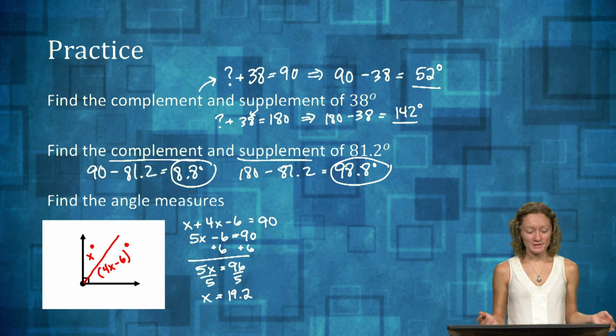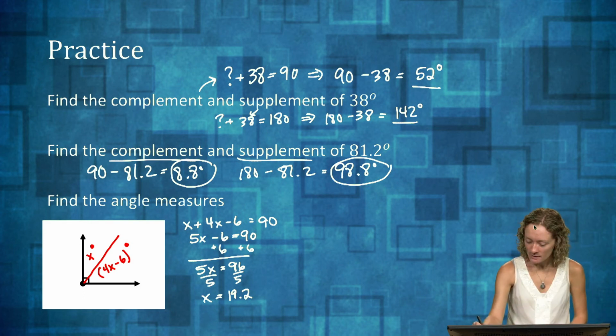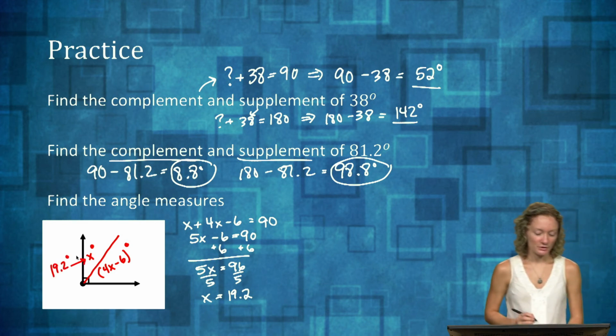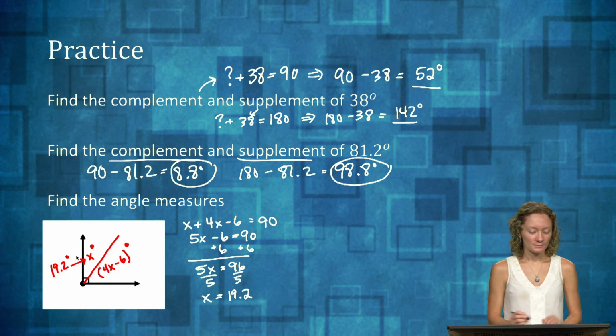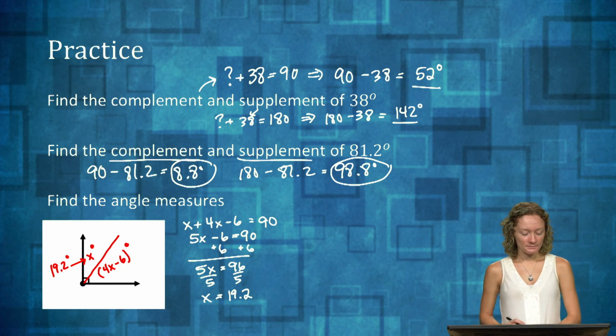But the question is, find the angle measures. Well, one of them is simply x. So this one right here is 19.2 degrees. You don't really need the degree symbol by the 19.2 since x already has degrees. Okay, how do you find the other one? Two ways to get there.